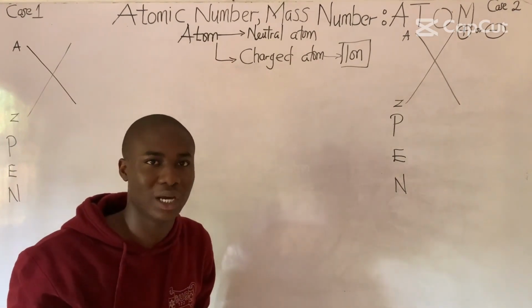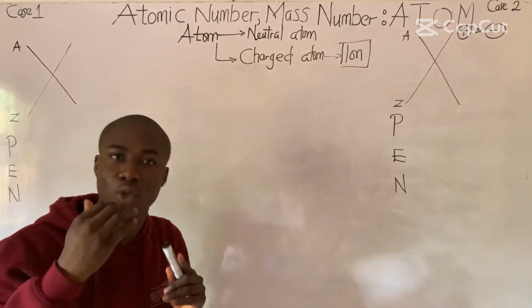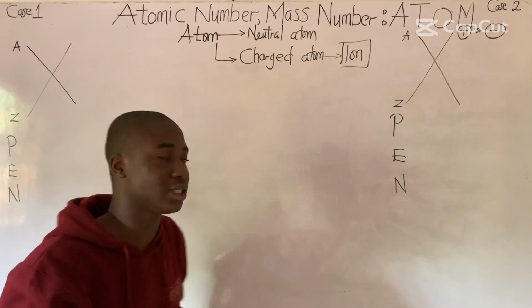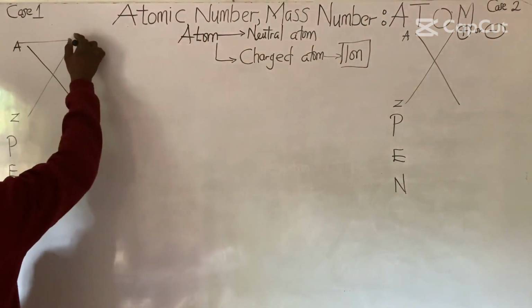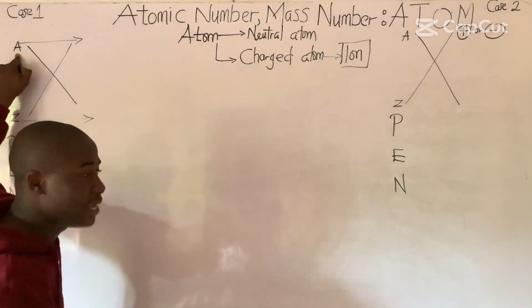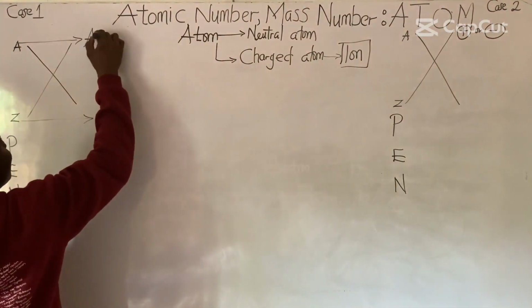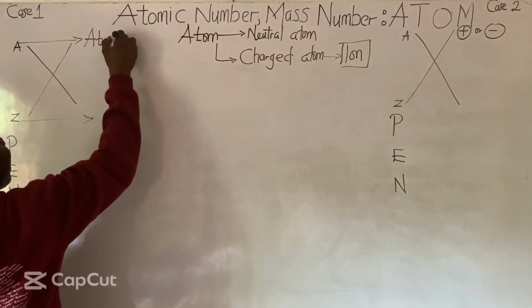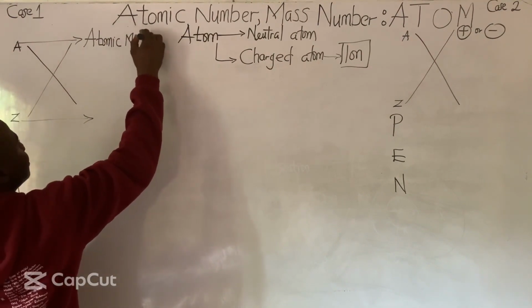So how do we do that? Before we even know how to determine the numbers of protons, electrons, and neutrons, we have to know what all of this representation means. So the first is A. What does A signify? A here can be called atomic mass.